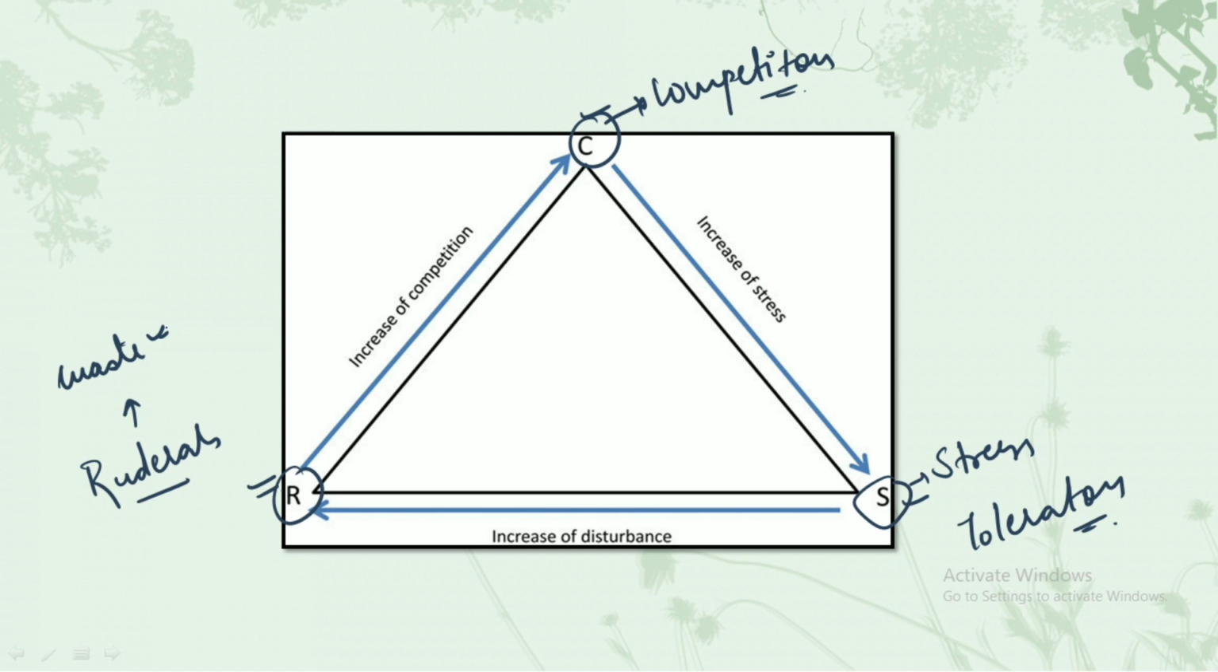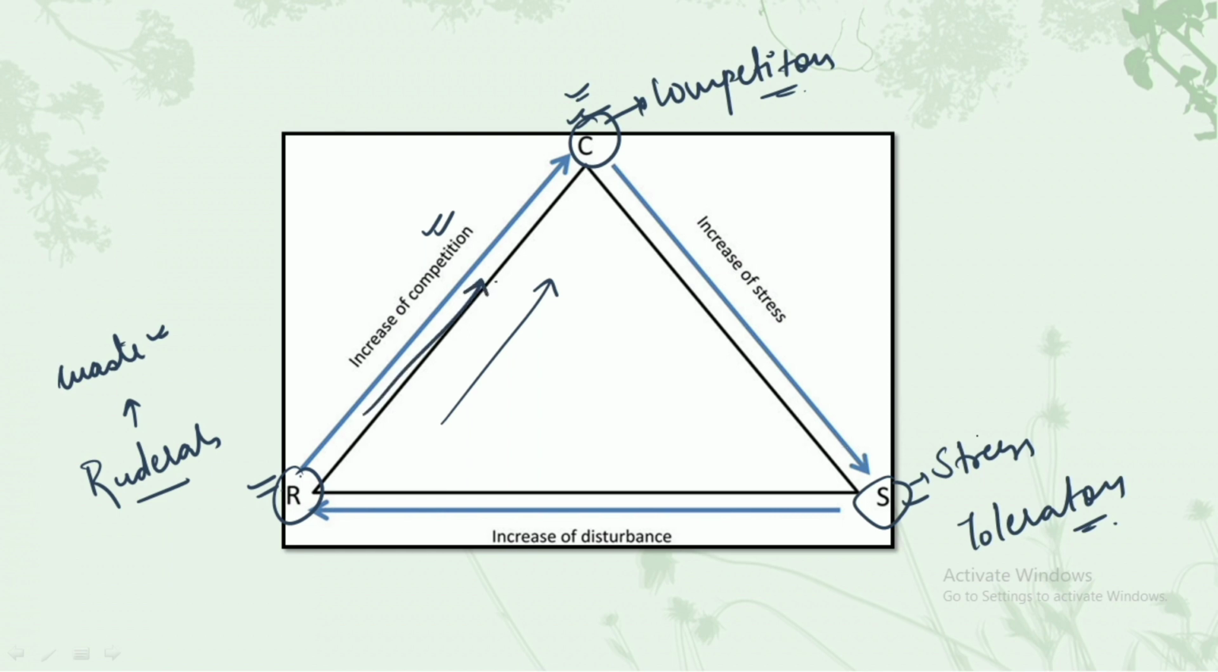Now we have to understand one more configuration. When we move from R, the ruderals, towards C, the competitors, there occurs an increase in competition. You have to remember where there is more competition and where there is less competition. Why? Because it would help you understand the complete triangle in a better way. And also we have to remember in which areas which of the organisms are found. This is the area from where the main questions are asked. So from ruderals towards the competitors, there occurs an increase in the competition.